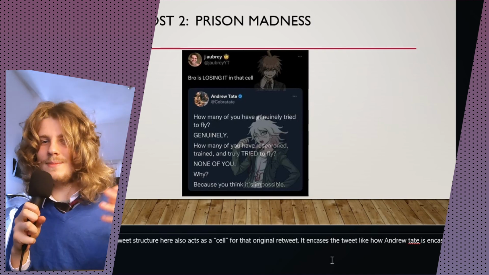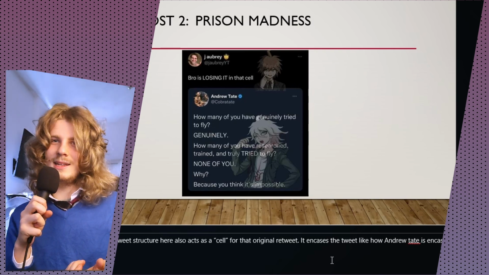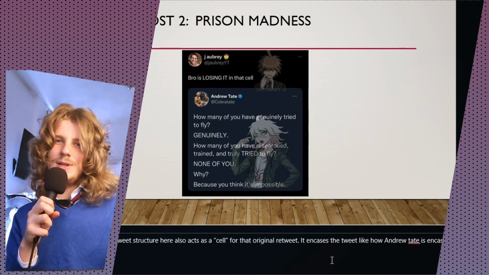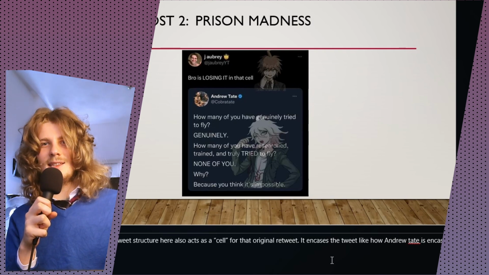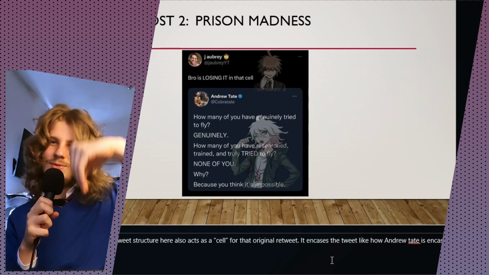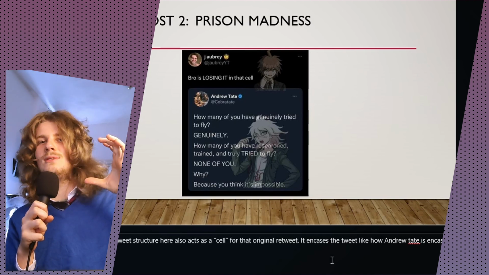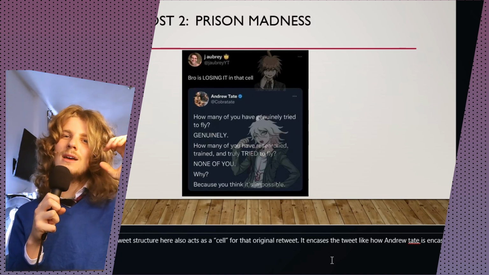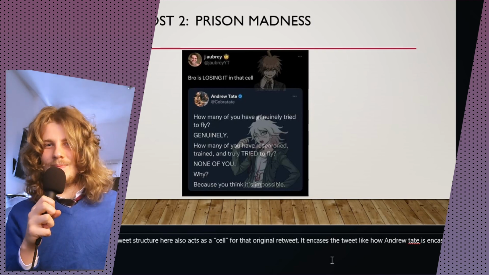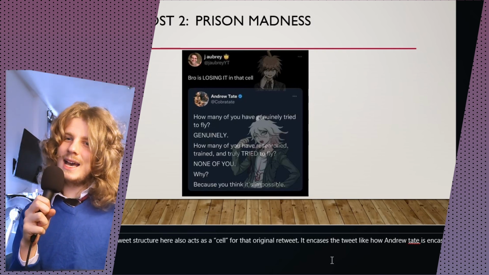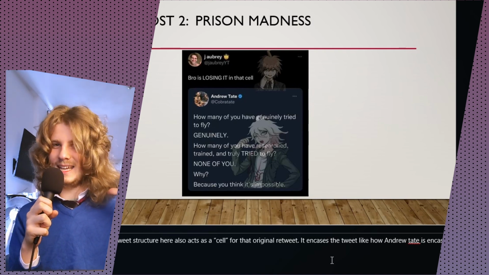As always, this is something that the character would do. But what I think is great about the formatting here is that the quote retweet structure means that the original tweet by Andrew Tate is almost contained within a cell of that larger retweet. It completely encapsulates it, and so the original has no breathing power on its own. It's contained within this mockery, much like how Andrew Tate is completely encased in his cell in Romania.